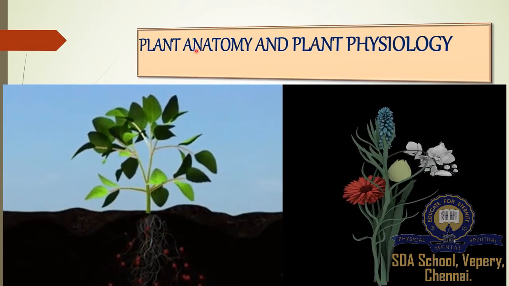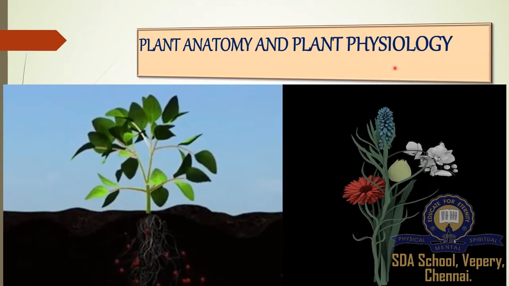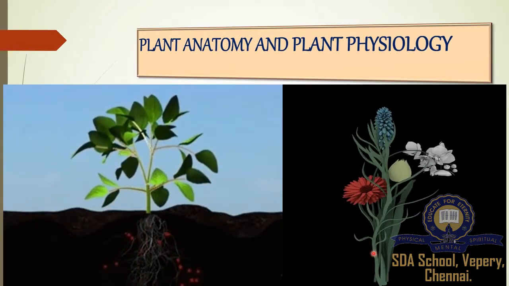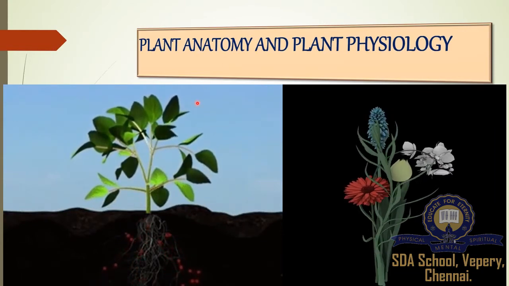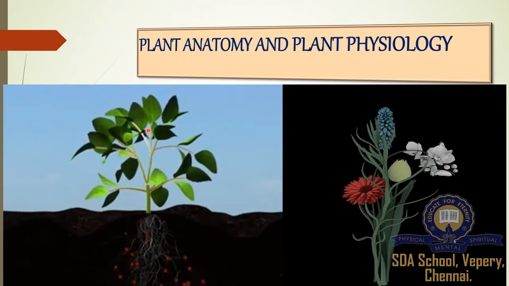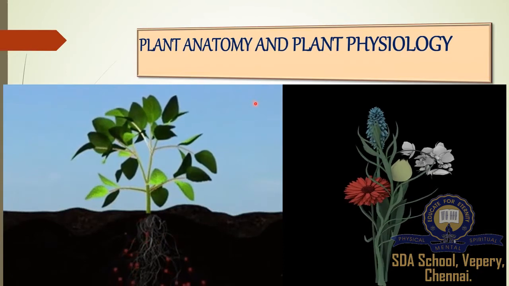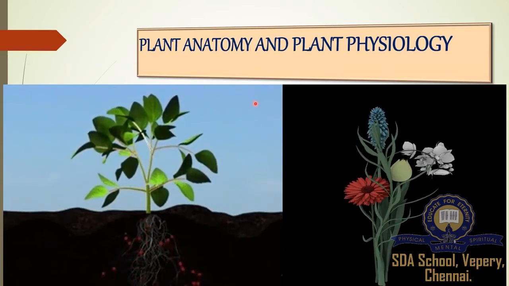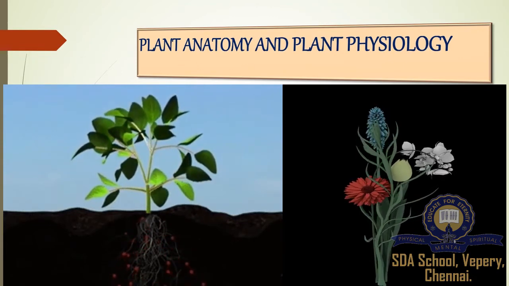Here we have two headings, plant anatomy and plant physiology. Anatomy means the inner structure, and physiology means the appearance, how the plants are looking. Anatomy means inside: when we intersect a plant, how the inner system is looking, that we can say as anatomy. Here we are going to study about the appearance of the plant as well as the inner structure of the plant. So the name is plant anatomy and plant physiology.